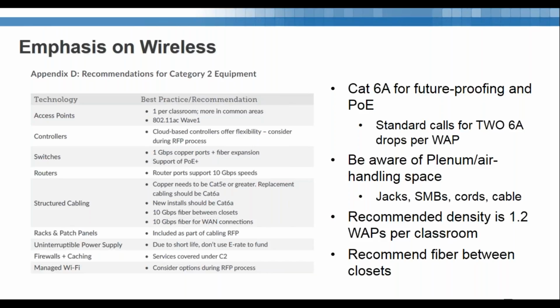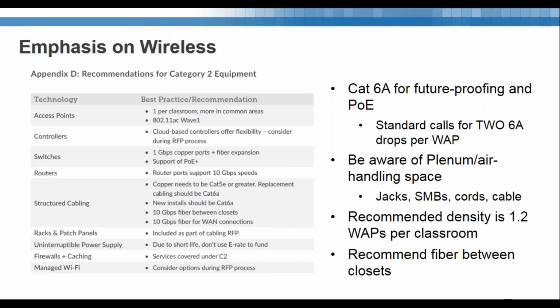So if we look over on the right side, like I said, Category 6A is our recommendation for future-proofing and PoE. The education standard calls for 2 Category 6A drops per wireless access point, and that's really for future-proofing. If you pull 2 cables when you're installing the cable at the front end, it's much easier to add an additional access point when you need density in the future. And then, failover, it's just an option.